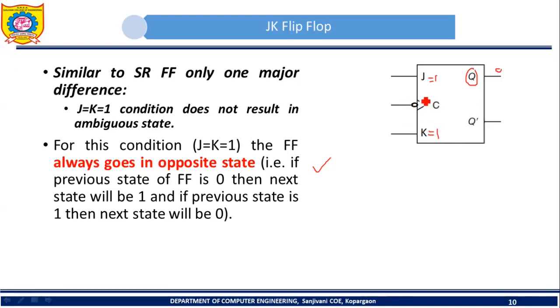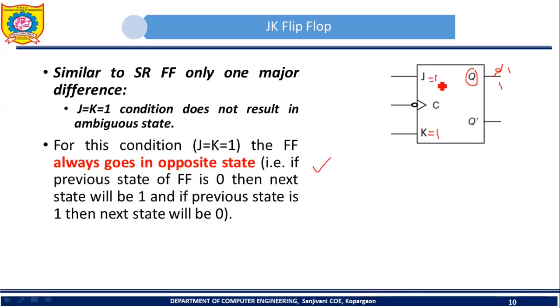Whenever a negative edge is detected on this clock pulse, this output is going to change. What change is going to happen in this output? See, the flip-flop goes into the opposite state. What is the meaning of this? Now see here, the current state, the present state, is 0. So if I give this input, what will be the next state of this JK flip-flop? It will be 1.